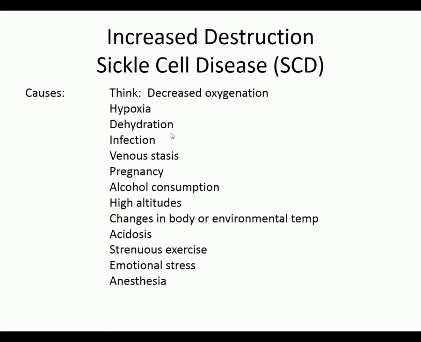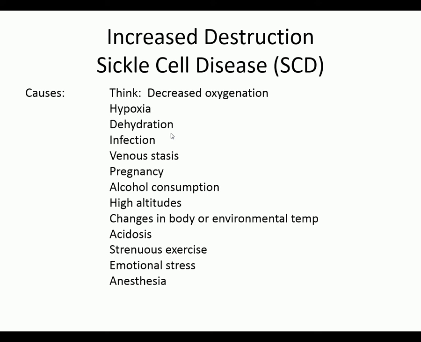Now let's talk about the increased destructions, which is your, like I said before, your sickle cell anemia. I have a list here of some of the causes, and you need to think about decreased oxygenation. Okay? It's a genetic disorder. It's autosomal recessive. It results in chronic anemia, pain, disability, organ damage, increased risk of infection, and early death. The severity is going to vary with each patient. It results from the formation of abnormal hemoglobin chains.